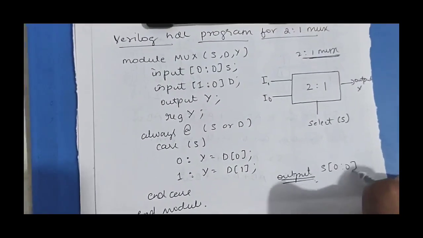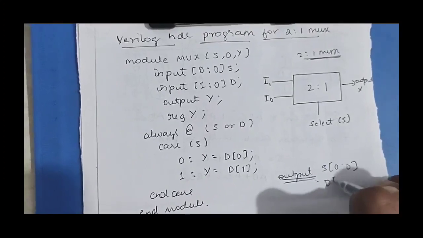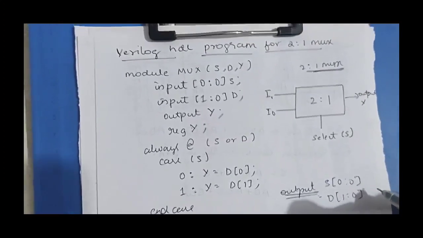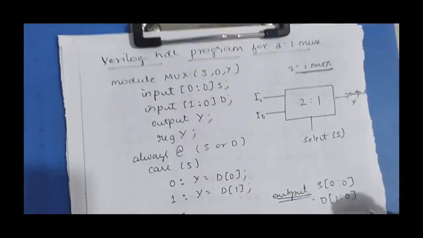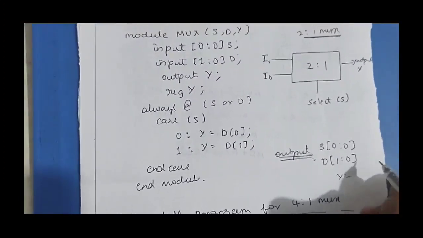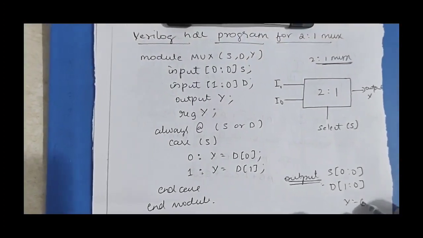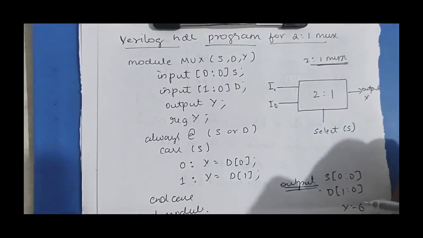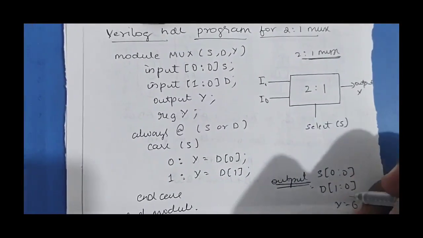For the output, s is 0 and d[1:0] is given as 10, and the output y will be 0. In other words, the output y equals 0 is assigned from data 1.